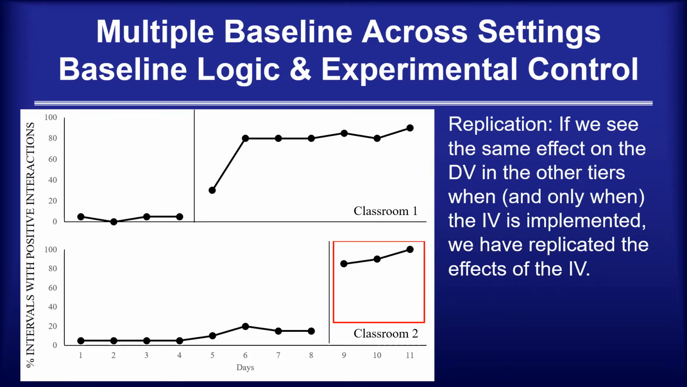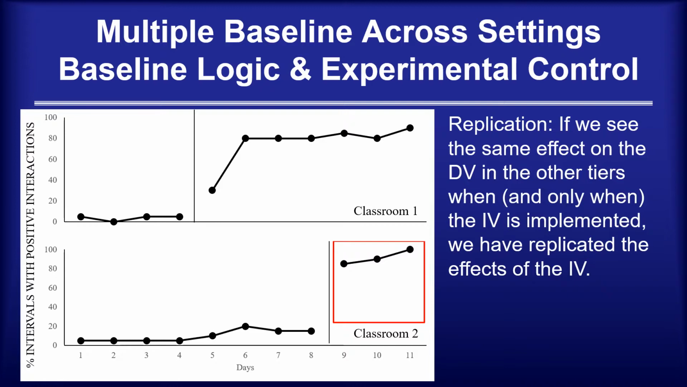If we see the same effect on the dependent variable in the other tiers when and only when the independent variable is implemented, we have replicated the effects of the independent variable. Even if behavior doesn't change in the second, third, etc. tiers during baseline, it's still possible that an extraneous variable affected behavior in the first tier when the independent variable was manipulated. We still want to see replication across the different tiers as evidence of a functional relation.